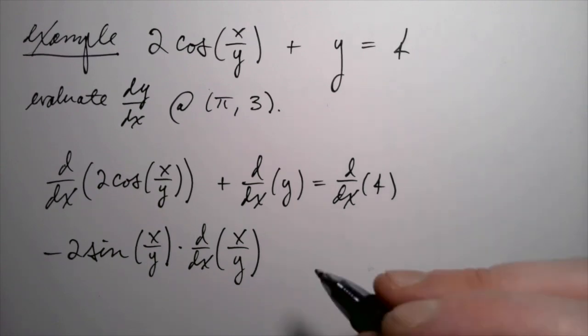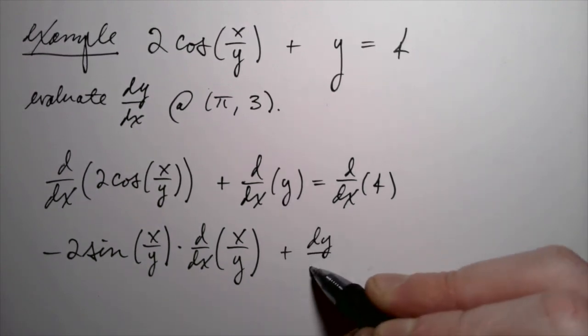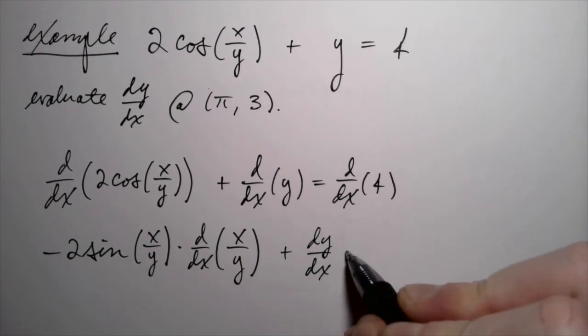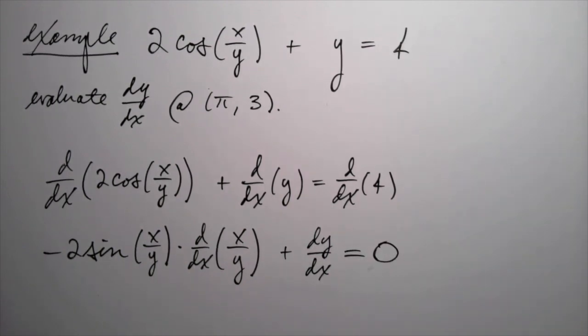Let's just leave it there, writing it as a derivative. This term, the derivative of y, that is just dy by dx, the derivative by definition. Whereas the derivative of 4, it's a constant, so its derivative is 0.